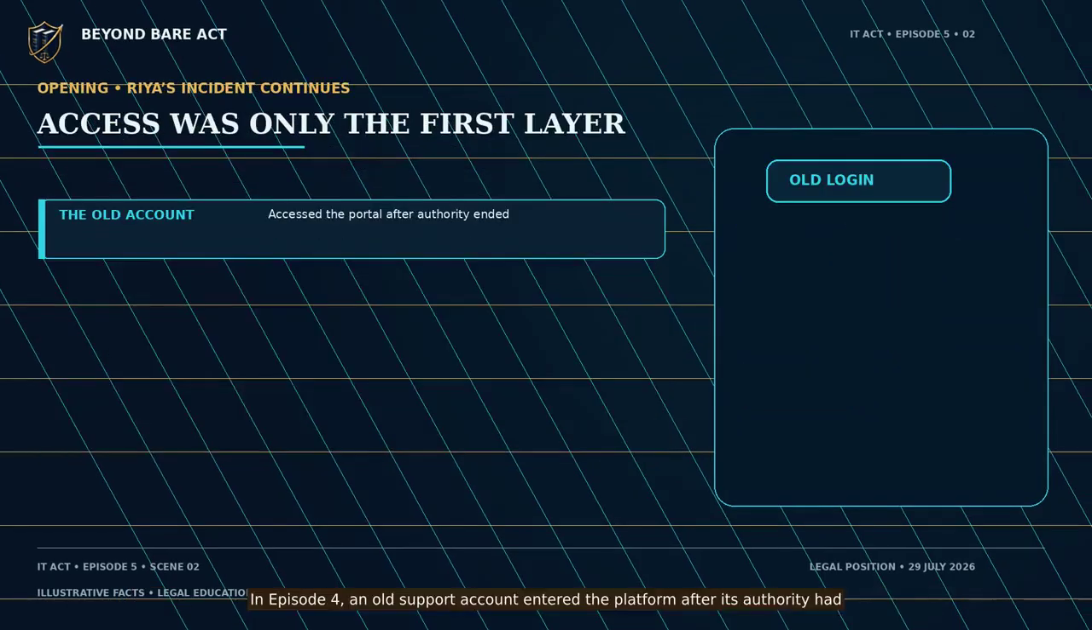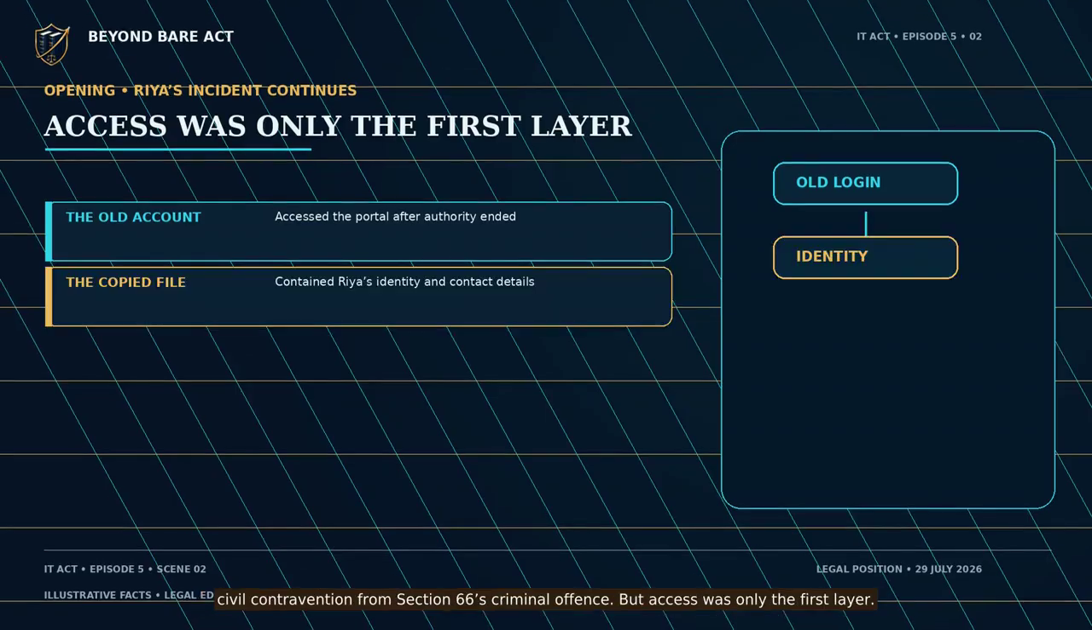In episode 4, an old support account entered the platform after its authority had ended. Riya's scholarship file was copied, records were deleted, and we separated Section 43's civil contravention from Section 66's criminal offence. But access was only the first layer.